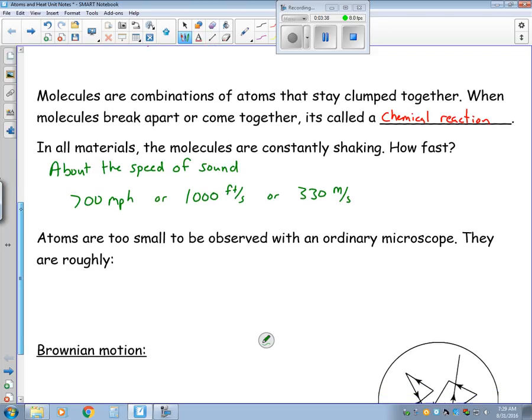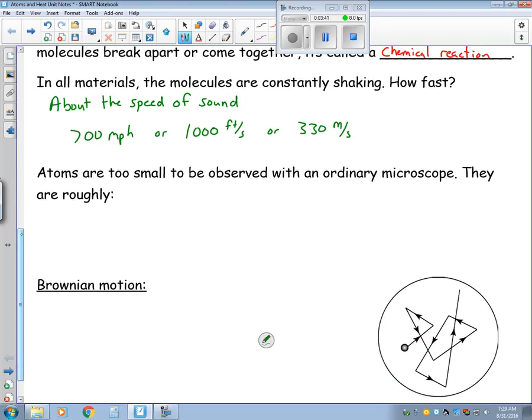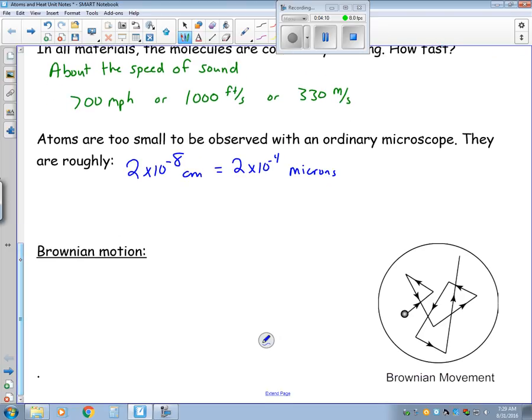So, atoms themselves are way too small to be observed with an ordinary microscope. Roughly, they are about 2 times 10 to the negative 8th centimeters, which equals roughly 2 times 10 to the negative 4th microns. Whoa, let's back up here. I know we're probably familiar with centimeters, but microns. Microns are completely different, aren't they?